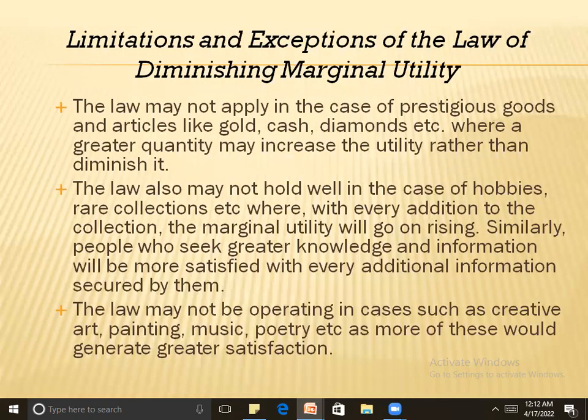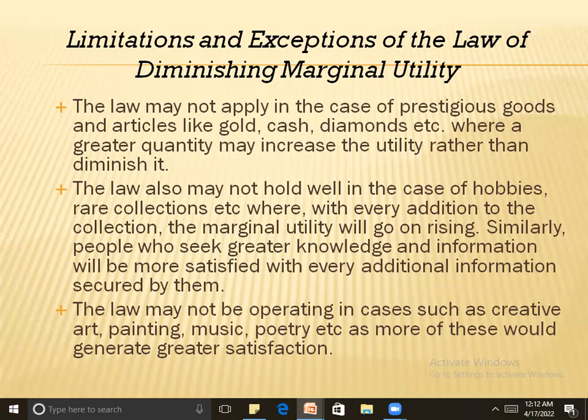Limitations and exceptions of the law of diminishing marginal utility. The law may not apply in the case of prestigious goods and articles like gold, cash, diamonds, etc., where a greater quantity may increase the utility rather than diminishing it. The law also may not hold well in the case of hobbies, rare collections, etc., where with every addition to the collection, the marginal utility will go on rising. Similarly, people who seek greater knowledge and information will be more satisfied with every additional piece of information secured by them.